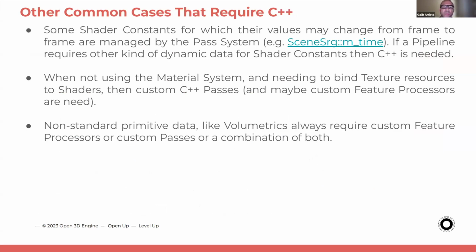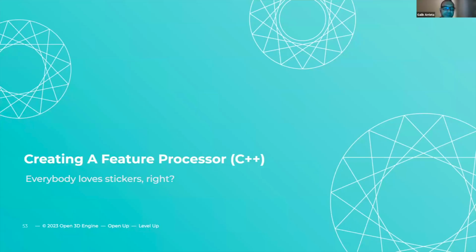And of course, in other cases you're going to need C++. Imagine you need to feed real-time data into your shader, like, for example, the game time. By default, the engine feeds you the time. So if you want to use the scene SRG m_time, you can access that in your shader, and that works. But if you need to feed other kinds of real-time data, of course, you need to write C++ for those things. So that gives you an overview of all of the cases where you want to write C++.